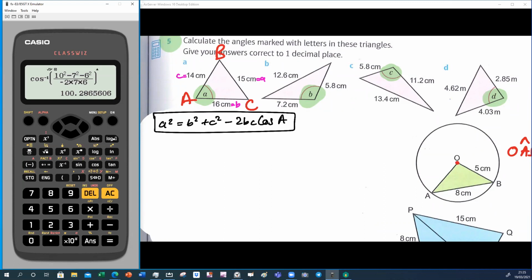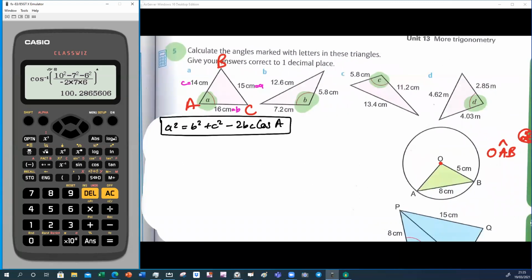Okay, now after you've done A and B, you need to work out for me, everybody, this angle here, and that's a circle and triangle question. So if you want to work out A, you move the B squared over, the C squared over, they're all plus, they become minus.